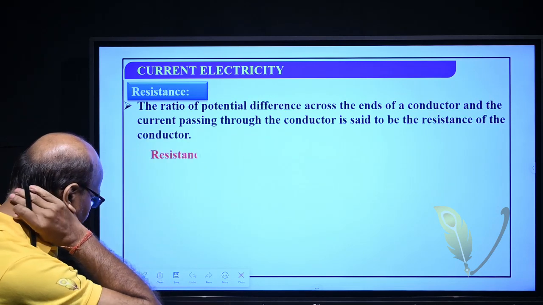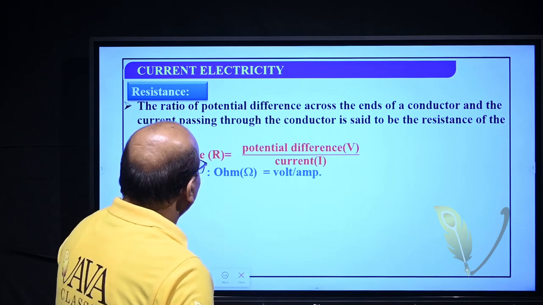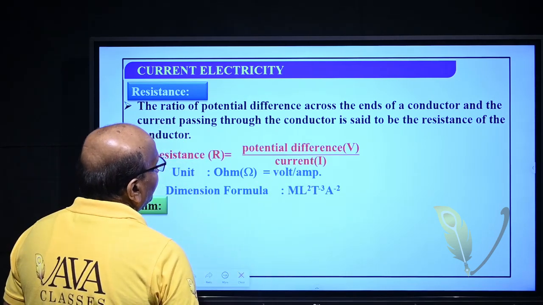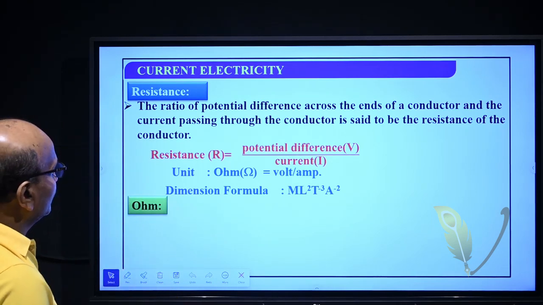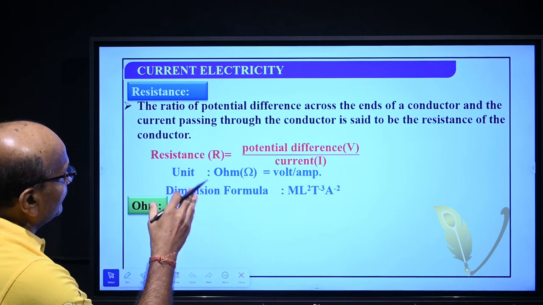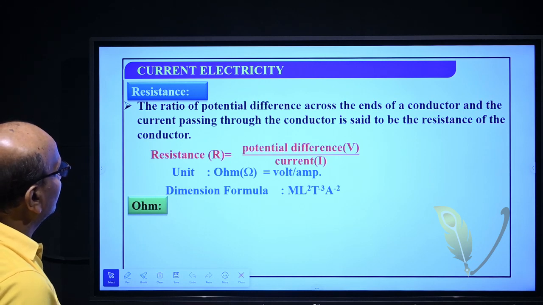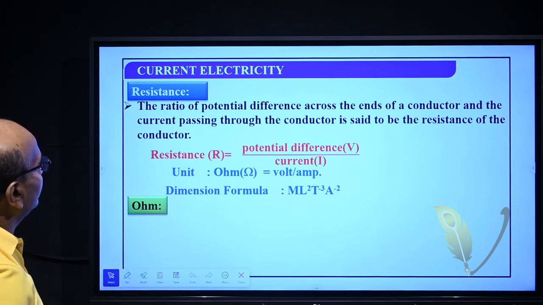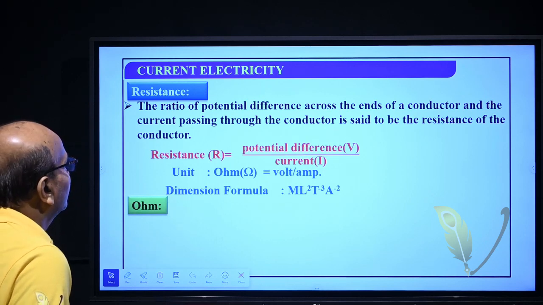Then what is the resistance? So, resistance R is equal to V by I, that is, the potential difference V to the current I. Resistance is also defined as follows: the resistance of the conductor is the ratio of the potential difference across the ends of the conductor and the current passing through the conductor.